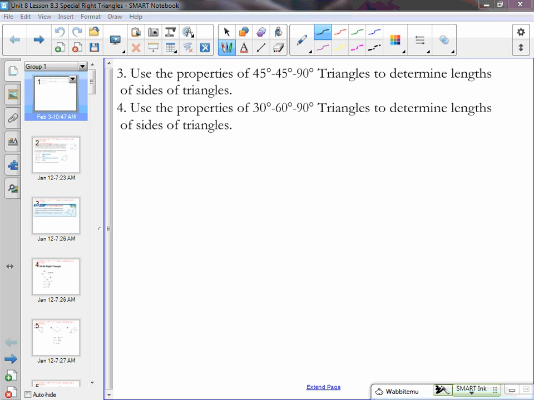All right, on page 552, we're going to be talking about special right triangles. There's two kinds of special right triangles that we always deal with in geometry: 45, 45, 90, those are the degree measures, and 30, 60, 90. Since each of those have a 90, they're both right triangles.